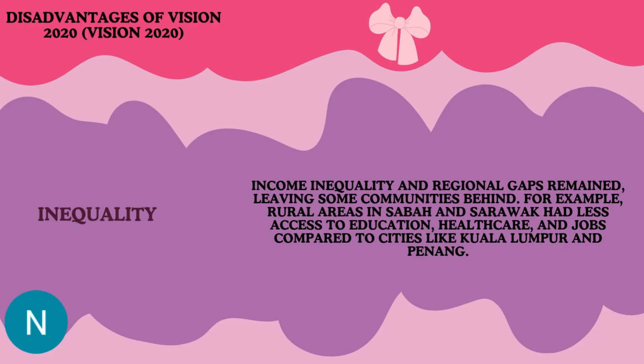This is very different from places like Kuala Lumpur or Penang, where the services are much better and easier to get. This shows that even though the country was developing, not all parts of Malaysia were growing at the same speed. Some communities, especially in the countryside, still face problems and didn't enjoy the same improvement as the big city. So, while Vision 2020 had many goals, it also showed us that we need to work harder to make sure everyone, no matter where they live, gets an equal chance in life.